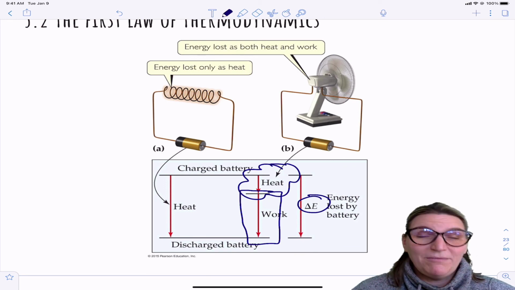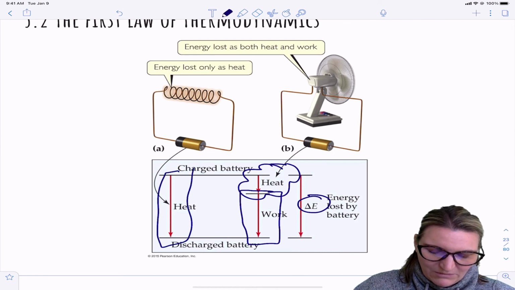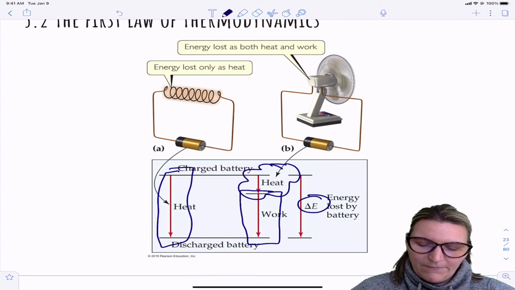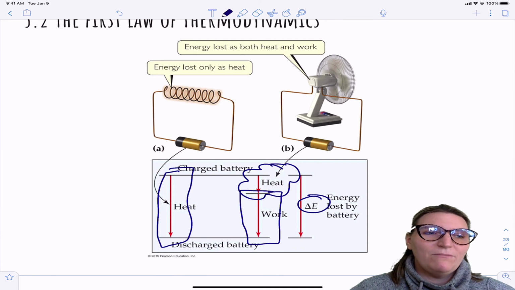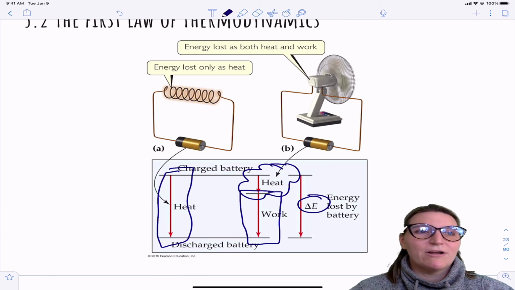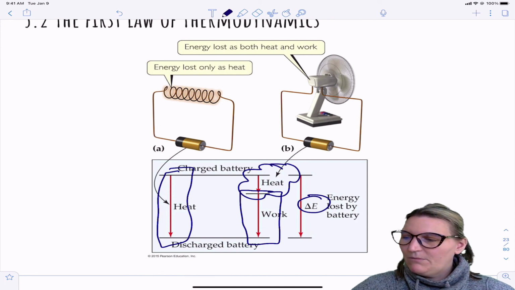This is an example of maybe a toaster, where the energy is lost only as heat because it does no work. So this is just the concept that energy is composed of those two, and if it's going to lose 100 joules of total energy, it must be made up in some version of work and heat, that those two things must come together.